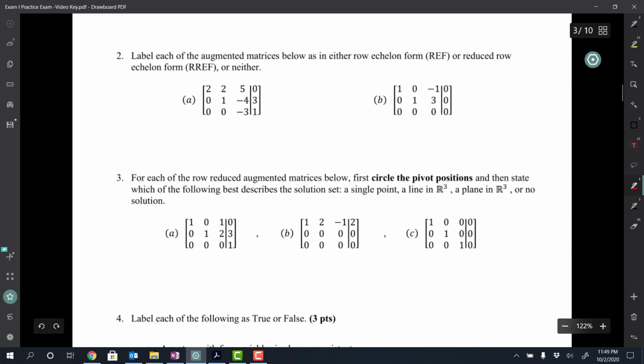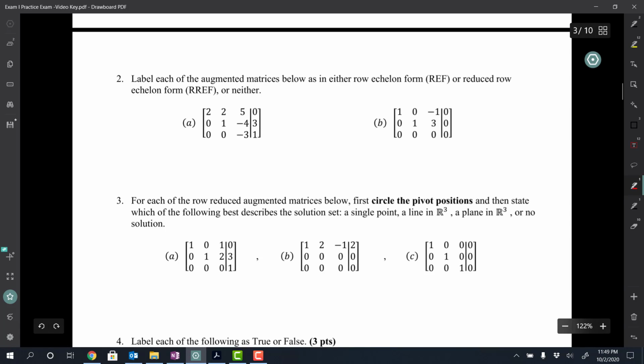Going on to page 2. Question 2 says label each of the augmented matrices below as in either row echelon form or row reduced echelon form. So here I can identify my leading non-zero values of each row. Those are my pivots. I do have zeros below those pivots in this case. However, the pivots are not equal to 1 and there are no zeros above them. So this is just going to be in REF form.